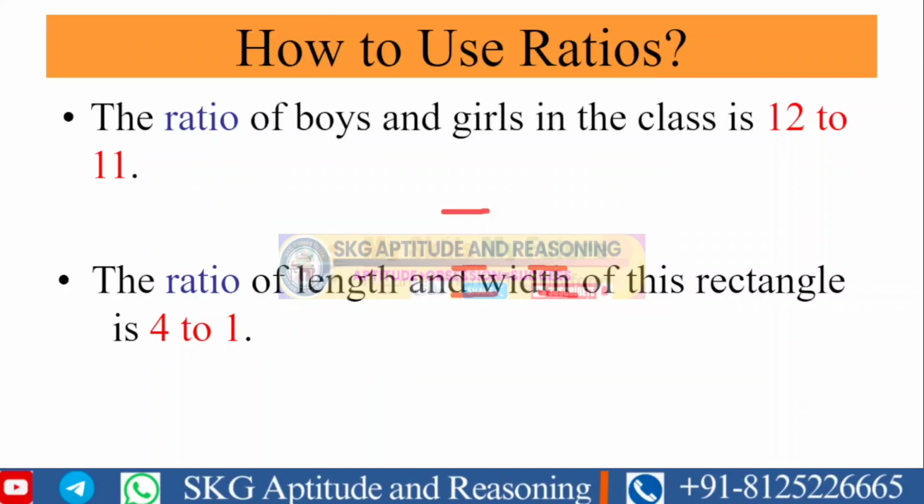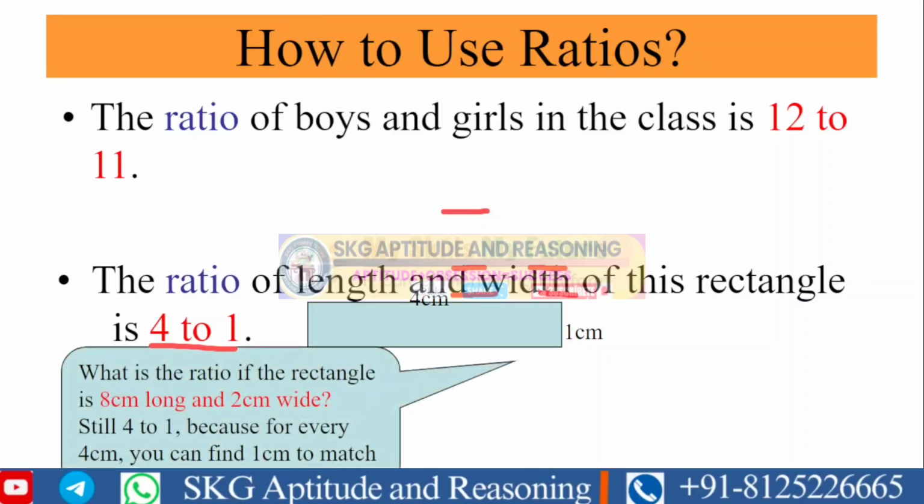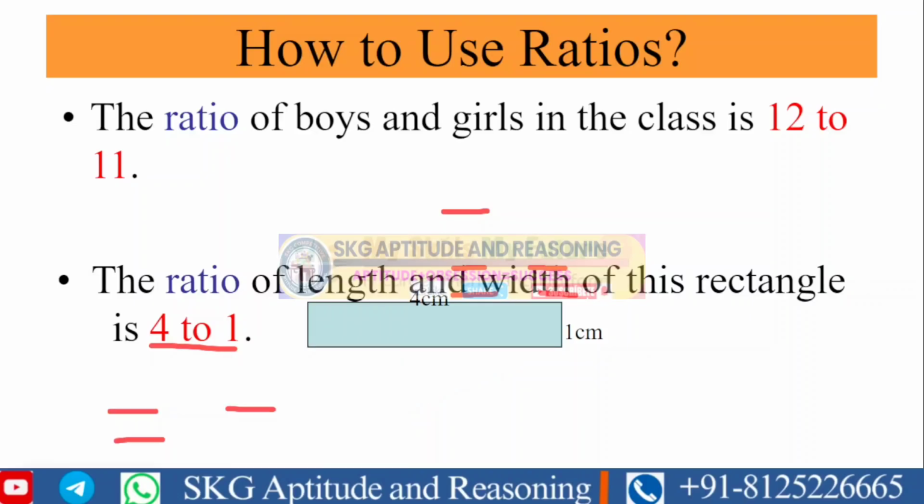Next, we consider another ratio, that is the ratio of length and width of a rectangle is 4 is to 1. Here the length was 4 centimeters and the width was 1 centimeter. Suppose one more example: 8 centimeters long and 2 centimeters wide. In this also we have the same ratio of 4 is to 1 only. Why? Because in 8 and 2 the common element present is 2, so we eliminate that common element in order to get the ratio. It will become 4 is to 1 only. And let us go with some more examples related to it.